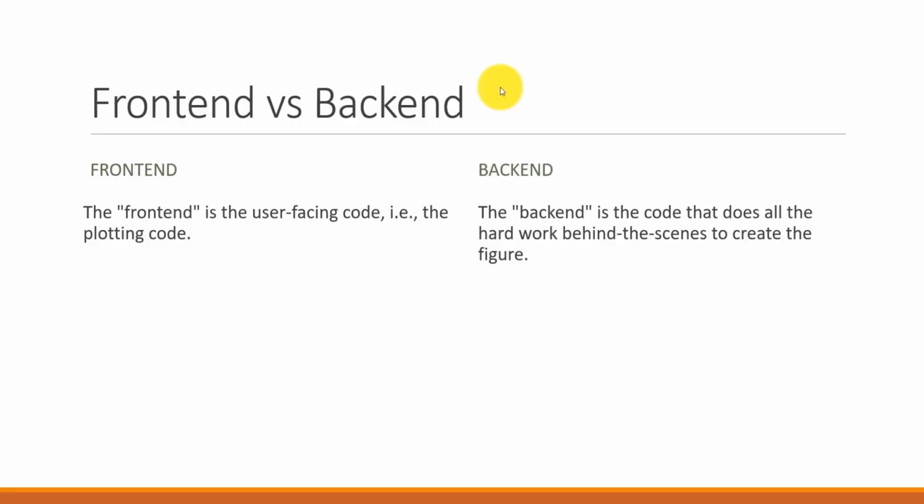So Matplotlib can target different outputs to support all these use cases, and each of these capabilities is referred to as a backend. To clearly understand what a backend is, we see the difference between front-end and back-end. Firstly, I tell you what the front-end is. The front-end is the user-facing code, by which we mean plotting code. And by the back-end, we mean the code that does all the hard work behind the scenes to create the figure, or we can say to create a plot.